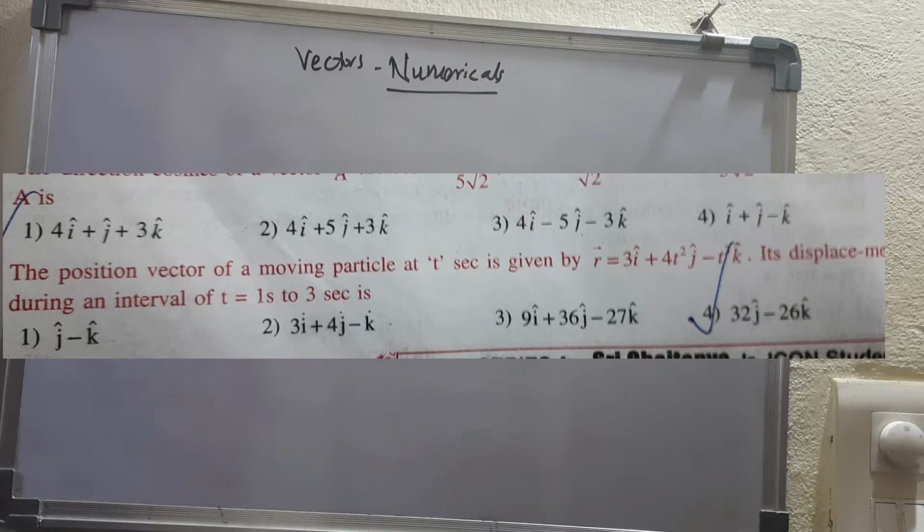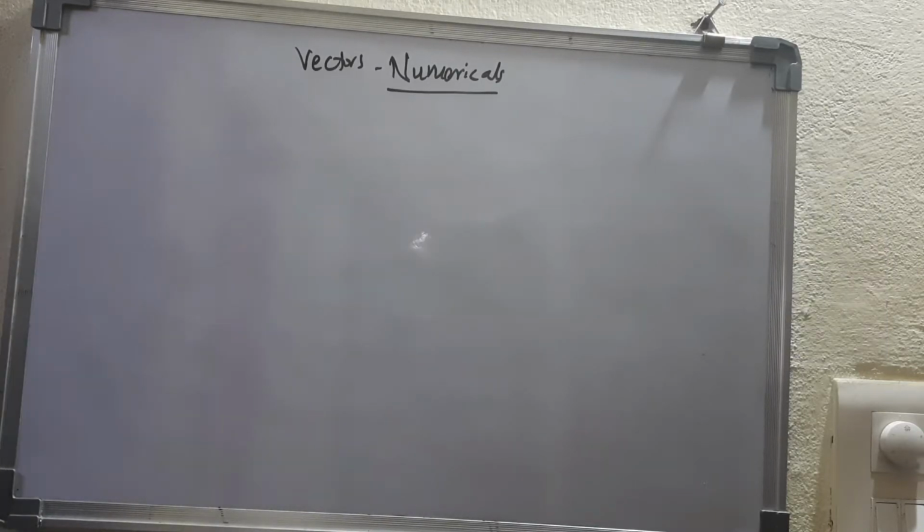Now the question: the position vector of a moving particle at t seconds is given by r equals 3i plus 4t square j cap minus t cube k cap. Its displacement during the interval t equals 1 to 3 seconds. He gave the position vector, and he is asking the displacement.